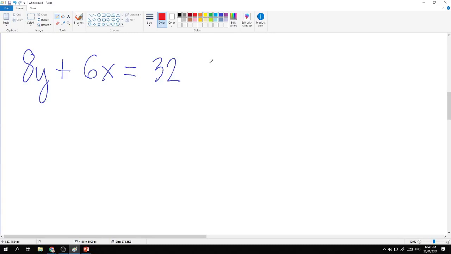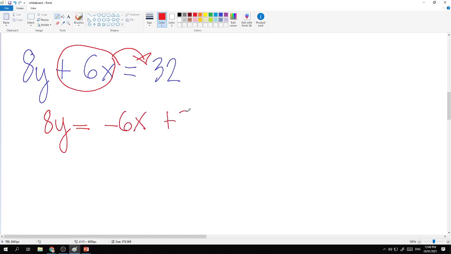Which among the terms are you going to be transposing? Is it 8y or 6x? Transfer 6x. Okay, you transpose 6x to the other side. So bring down 8y. 6x becomes -6x plus 32. What are you going to do next?